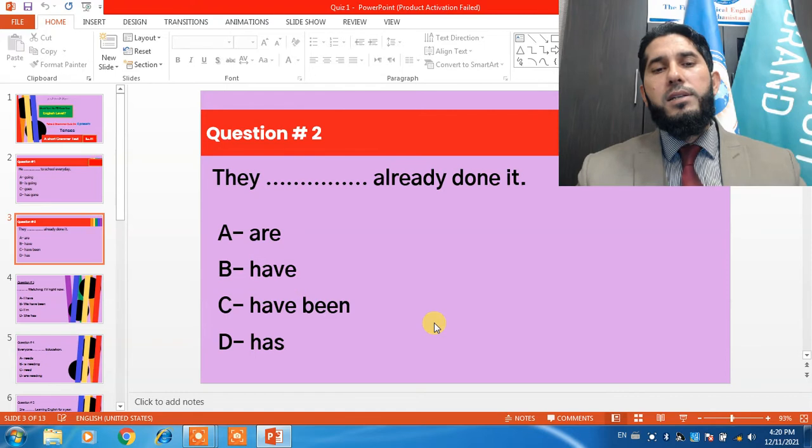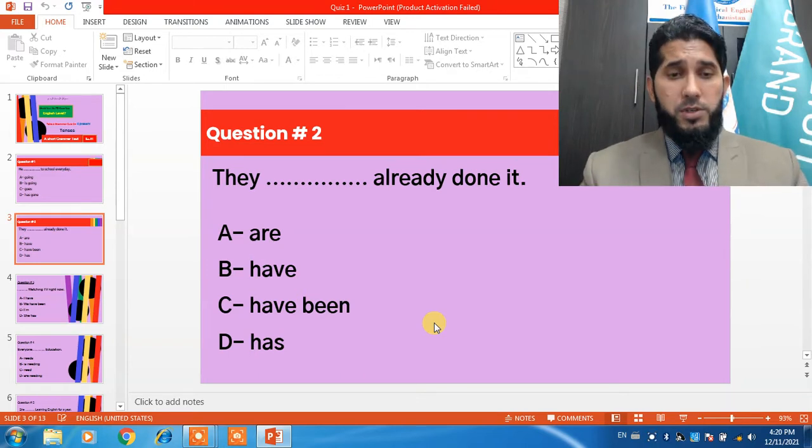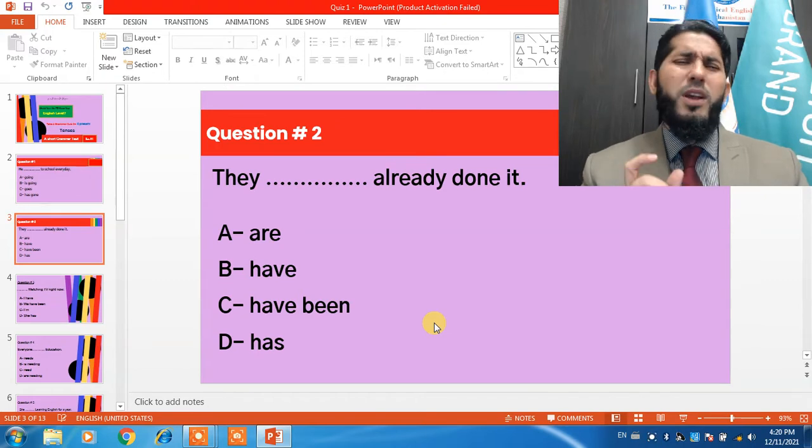Okay, now we go to the second question. A, they already done it. B, they have already done it. C, they have been already done it. D, they has already done it. Choose the correct option and write the correct option next to number two, whatever option you choose.